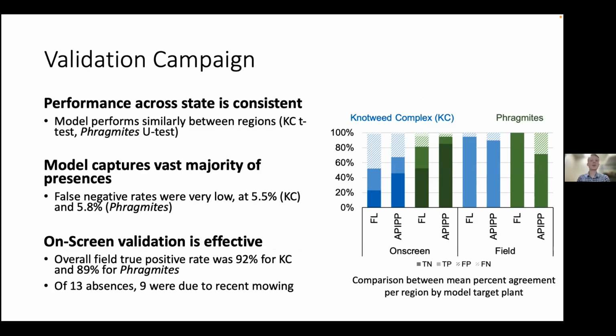And ultimately, there were three key takeaways. The first was that the performance across the state is consistent, so we can be confident that applying it to a bunch of different areas across the state is going to yield similar performance. The next is that the model captures the vast majority of presences. So at this most sensitive level, the false negative rates, so the misses, were at a pretty low percentage.